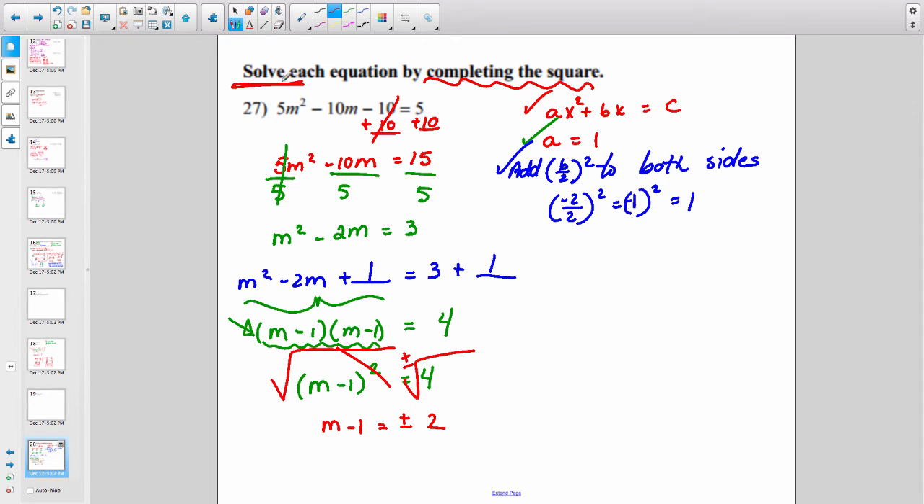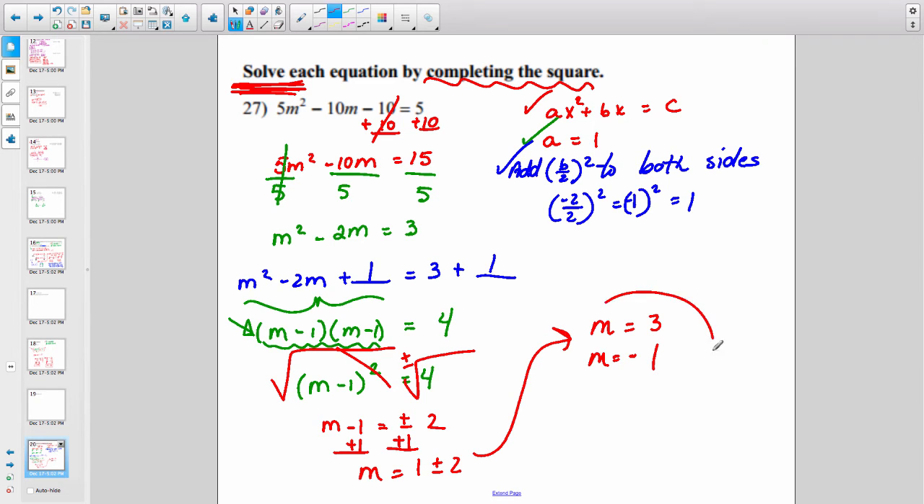Solving, because it did say solve after all, solving for m is as follows. M equals 1 plus or minus 2. And if you want to be all fancy about it, you can actually do that math. You can say m equals 1 plus 2, which is 3, and 1 minus 2, which is negative 1. Those are your answers. You just completed the square.